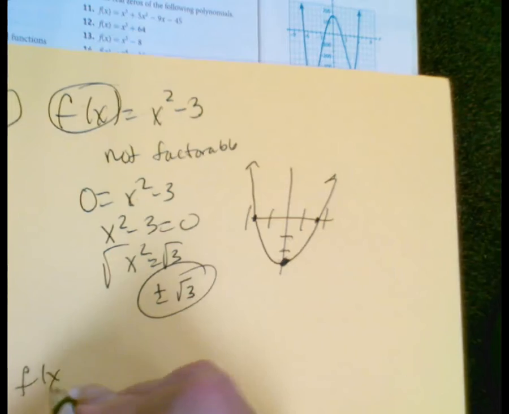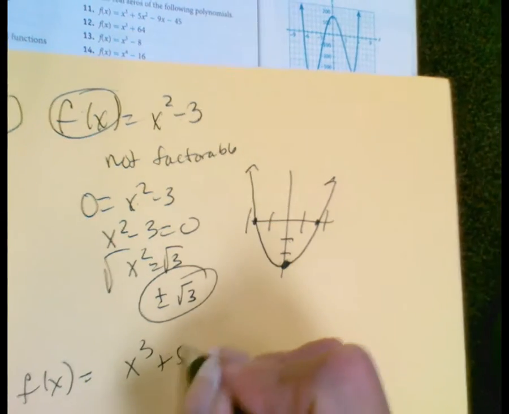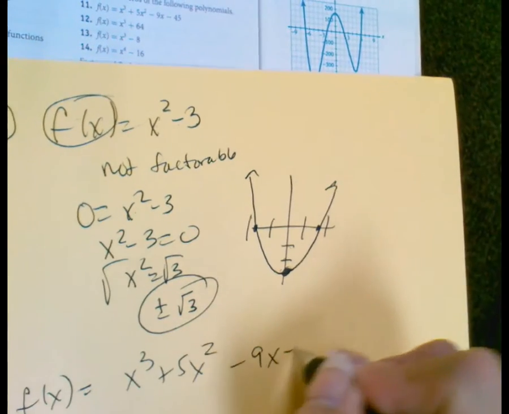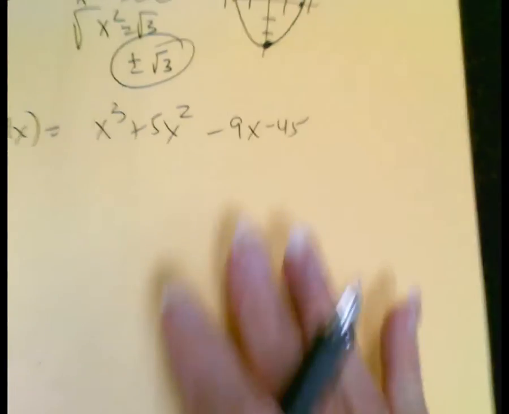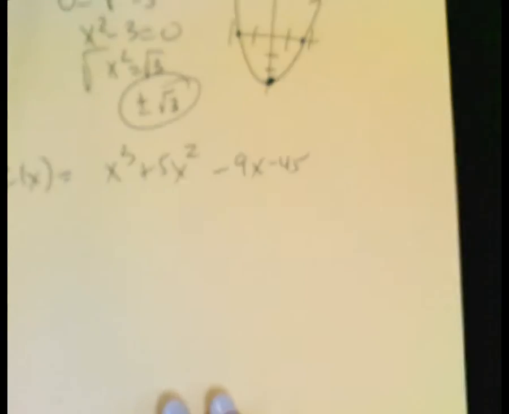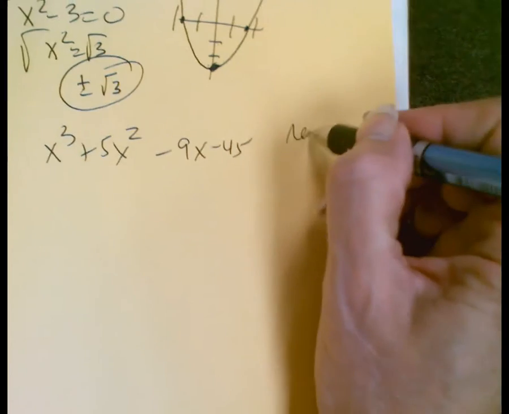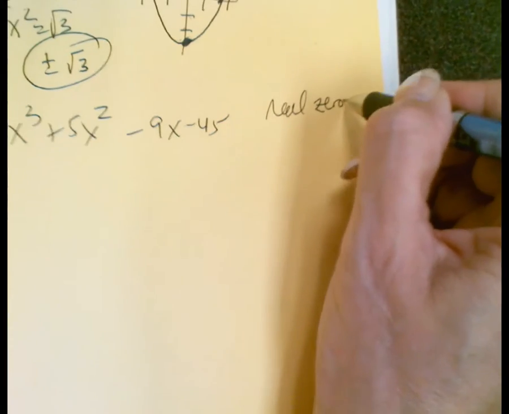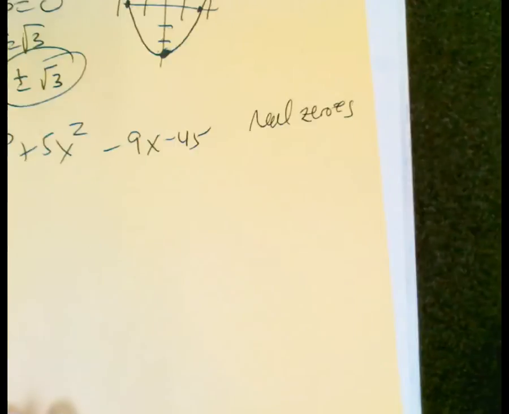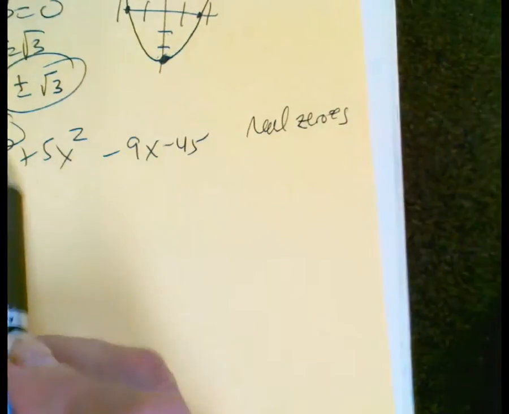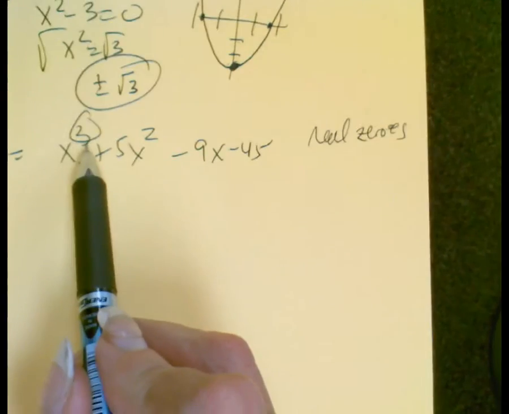is f of x equals x cubed plus 5x squared minus 9x minus 45. Now sometimes you can factor and sometimes you have to use a calculator, but this one says find the real zeros. Notice I don't ask for the imaginaries. So how many real zeros could there be? At most, there are 3.